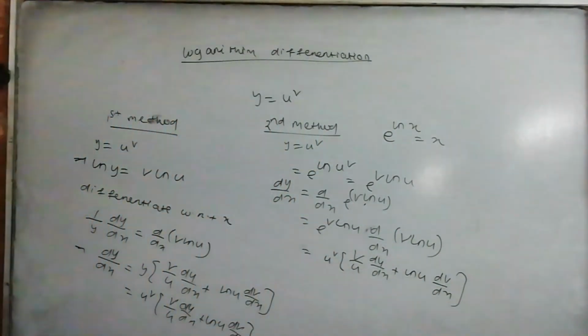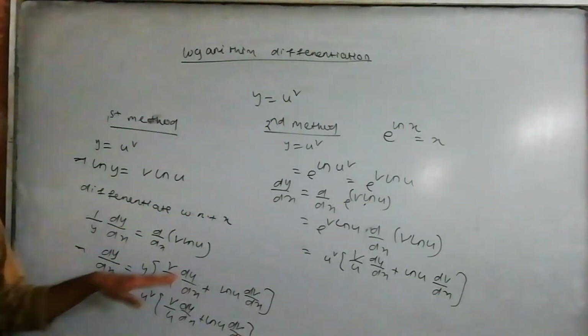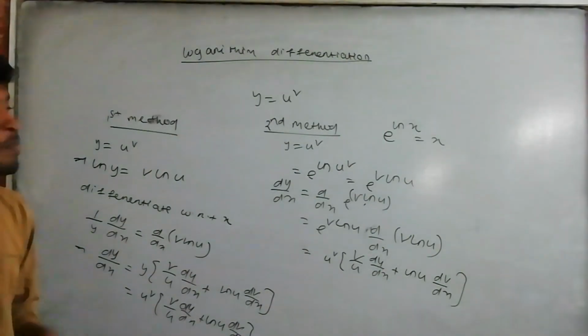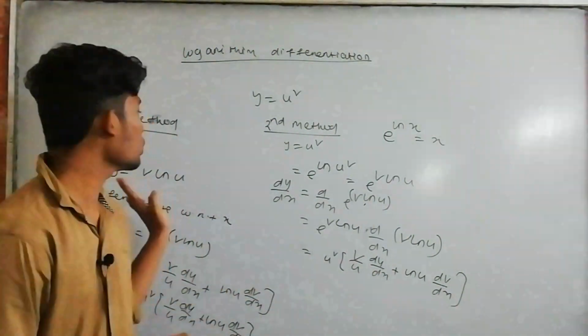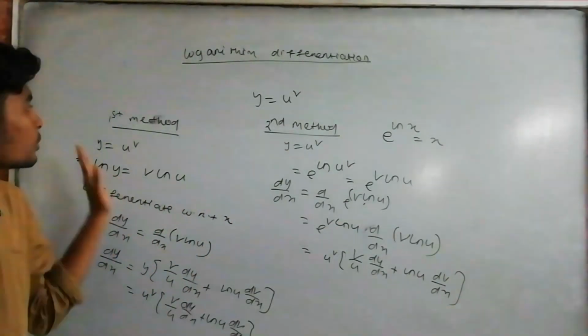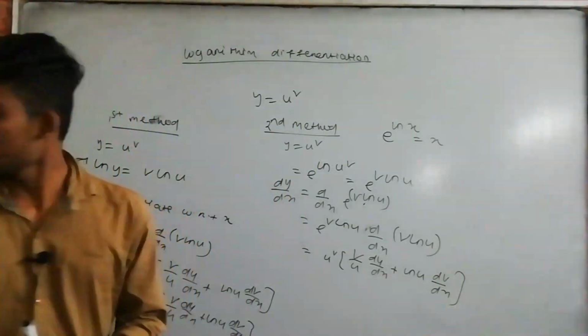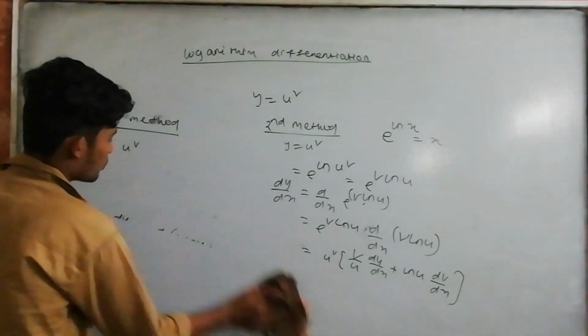Look at these two methods: the results are the same, but the methods are different. Okay, now I give an example and solve it by these two methods. I use the first method and I also use the second method. So next we go to an example. It's a simple example.